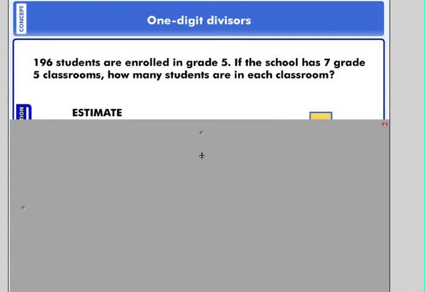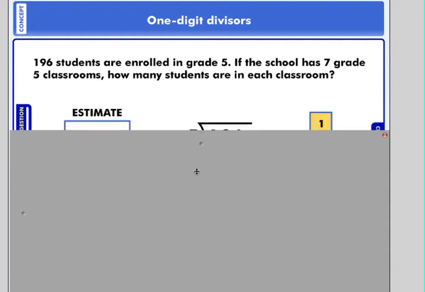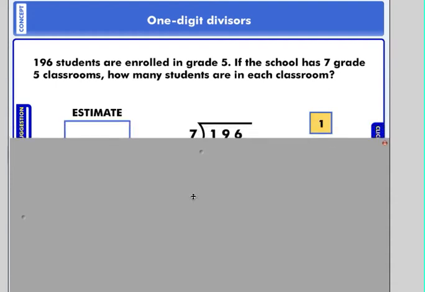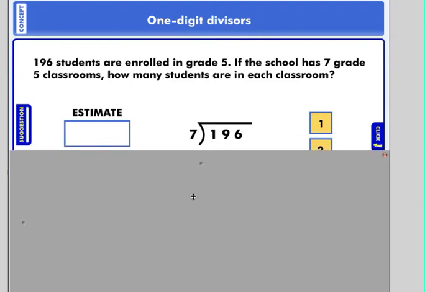Now, first thing we need to do is make an estimate. When I look at these numbers, I'm going to think in my head 200 divided by 10, and that equals 20. So this tells me that my answer should be in the tens place. After we make an estimate, it's time to start dividing.